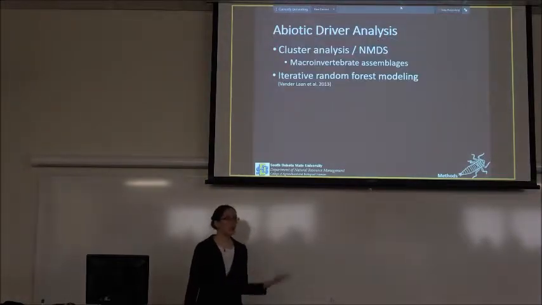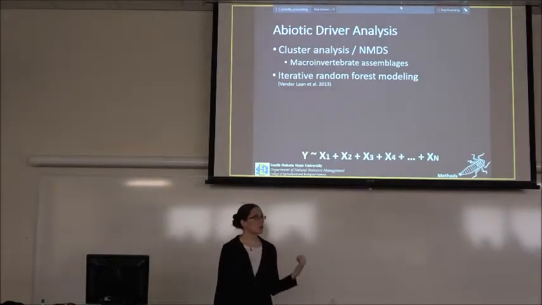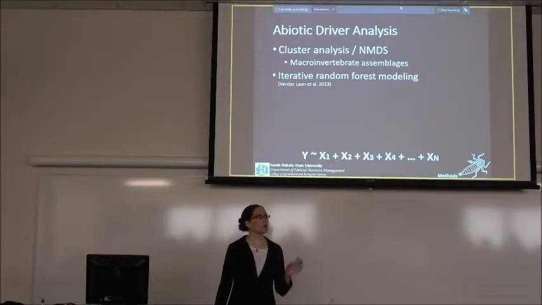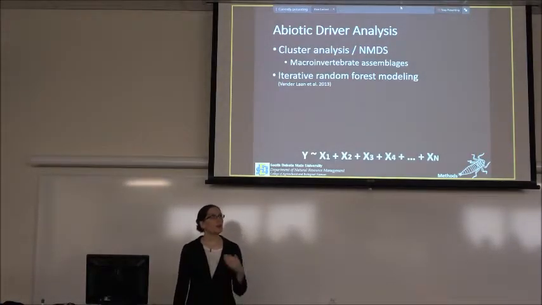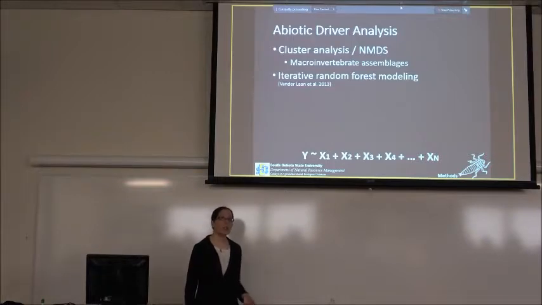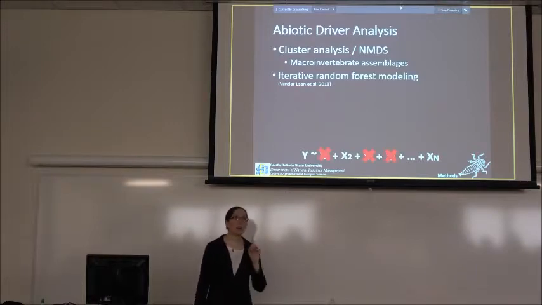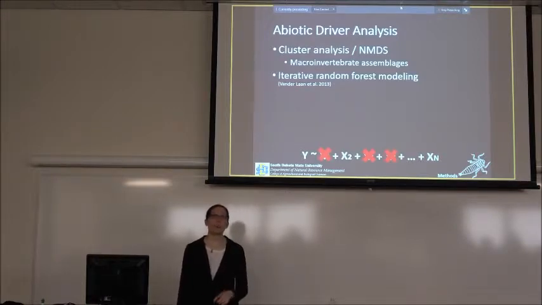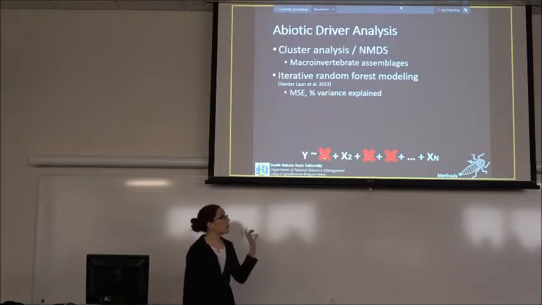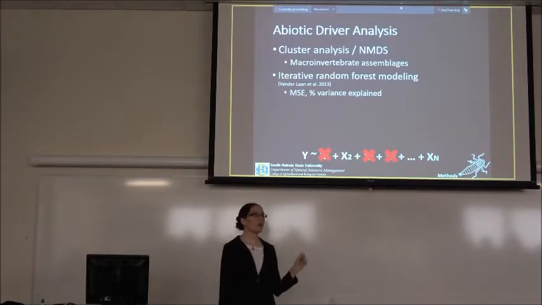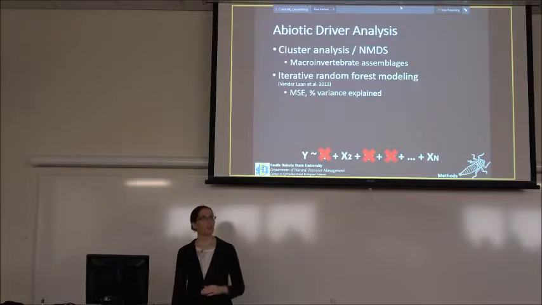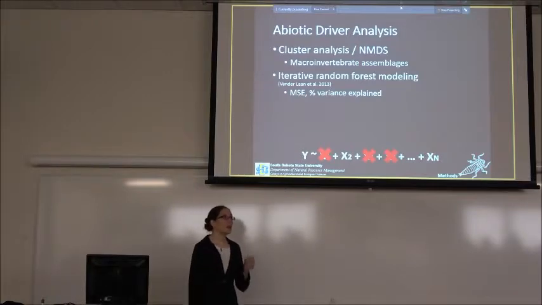So what we did for this step was, for each response variable, we first ran a full model with all possible predictor variables. Then we calculated the relative importance of each and eliminated the least important variable, and then ran the model again. We repeated this step over and over until we only had one variable left in the model. Each step of the way, we kept track of the mean square error and the percent of variance explained by each of those iterations. The final model was the one that had the lowest mean square error and the highest percent of variance explained.